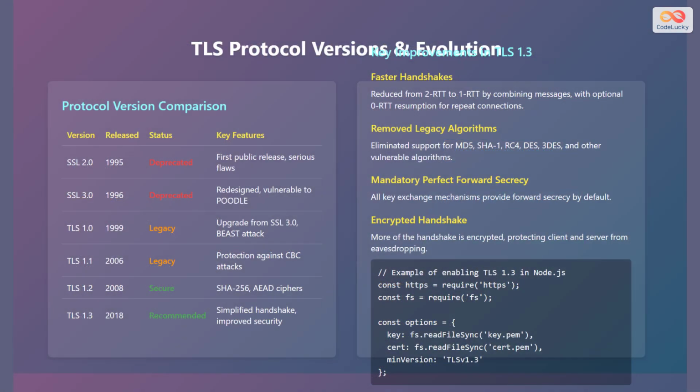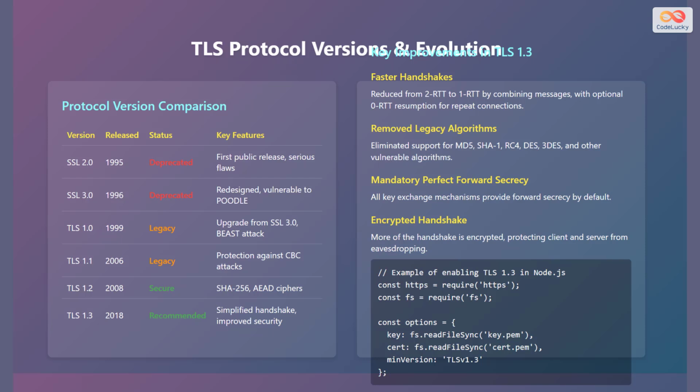Let's compare different TLS protocol versions. Starting with SSL 2.0, released in 1995, which is now deprecated due to serious flaws. Next is SSL 3.0, released in 1996, also deprecated and vulnerable to POODLE attacks. TLS 1.0, released in 1999, is considered legacy and has been subject to BEAST attacks.